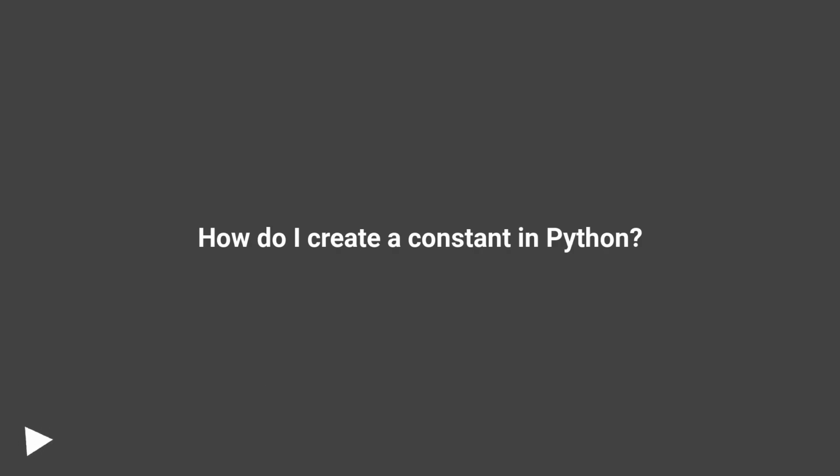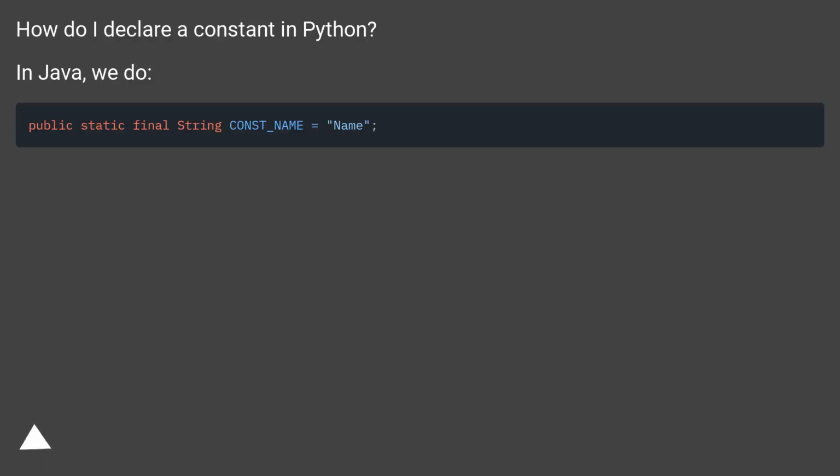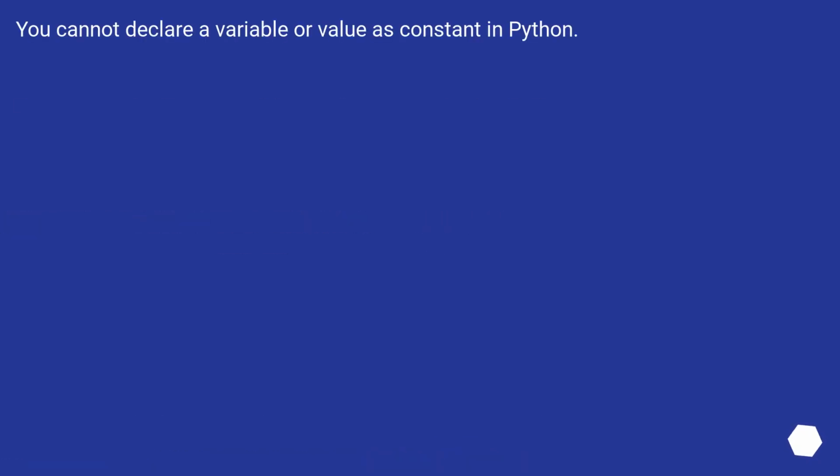How do I create a constant in Python? How do I declare a constant in Python? In Java, we do. You cannot declare a variable or value as constant in Python.